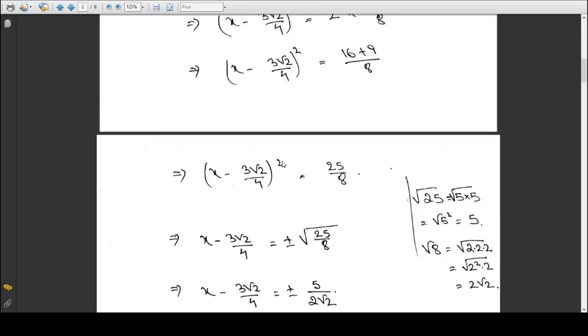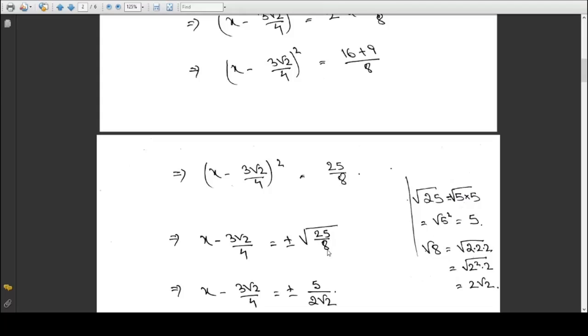Multiply the power 1 by 2. Here we will get x minus 3 root 2 by 4. That means 1 by 2 times 2 and 1 by 2 you will get only 1. That means you will get rid of this power of 2. But on the right side, 25 by 8 power 2, what does it mean? It is square root of 25 by 8.